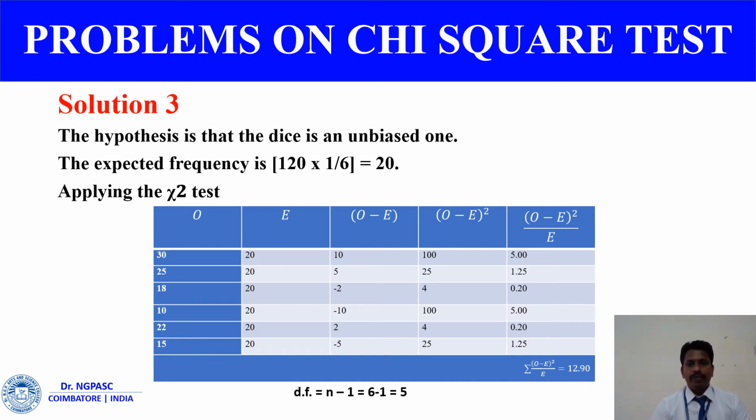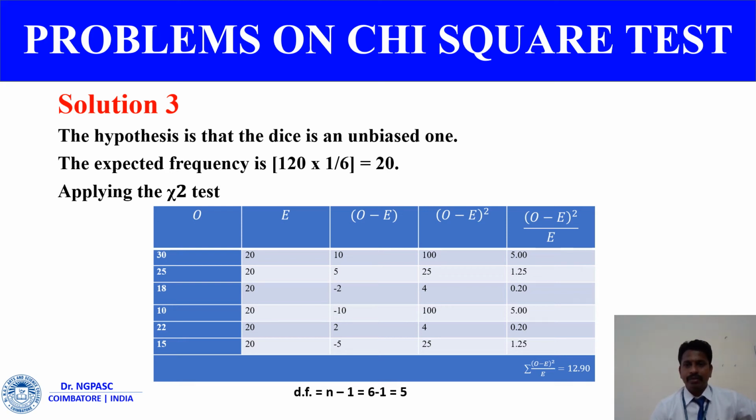To calculate observed frequency minus expected frequency: 30 minus 20 equals 10, 25 minus 20 equals 5, 18 minus 20 equals minus 2, 10 minus 20 equals minus 10, 22 minus 20 equals 2, 15 minus 20 equals minus 5. Next, to calculate the square of the deviation: 10 square is 100, 5 square 25, minus 2 whole square 4, minus 10 whole square 100, 2 square 4, minus 5 whole square 25.